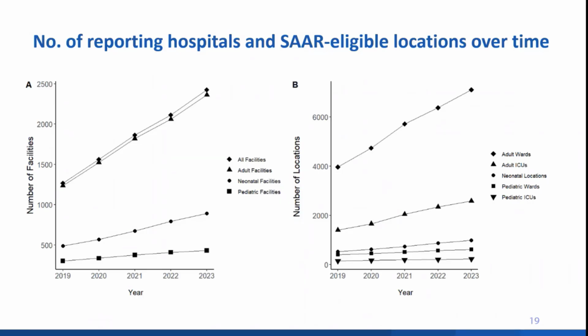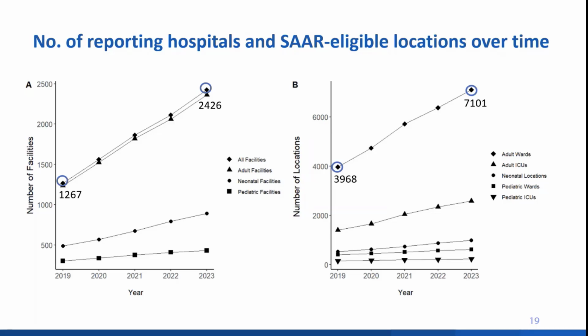So coming in 2023, there's been a steady increase in the number of facilities submitting data to the NHSN AU option, and this is shown in the graph on the left. In 2019, a little over 1,200 facilities reported 9 or more months of data for at least one SAAR eligible location. And by the end of 2023, a little over 2,400 facilities were reporting. Similarly, the number of eligible reported patient care locations has increased, shown in the graph on the right. For example, around 4,000 eligible adult ward locations were reported in 2019, and this jumped to 7,100 in 2023.